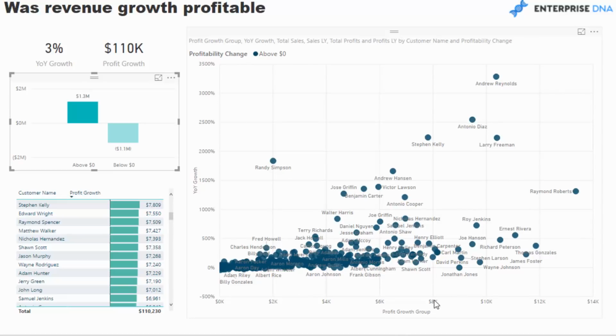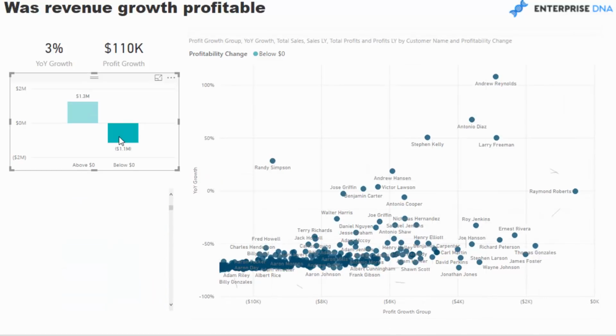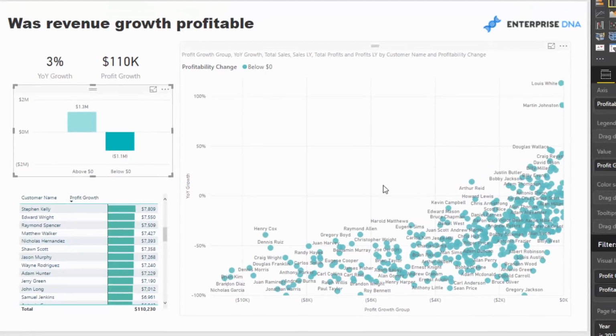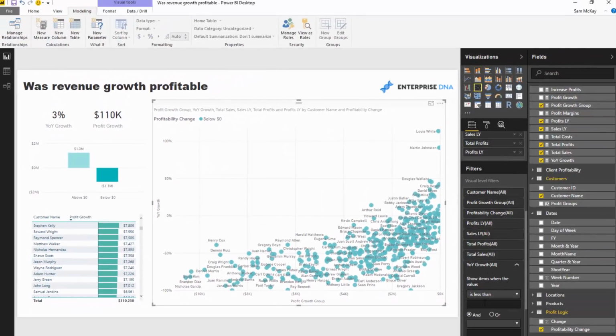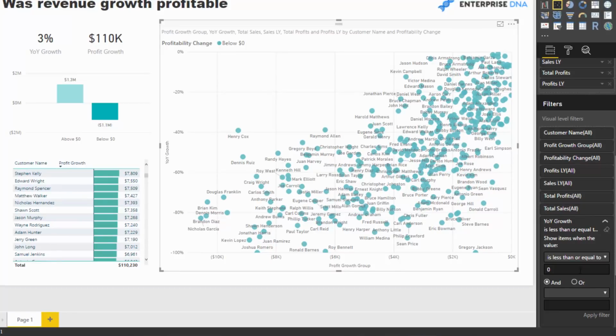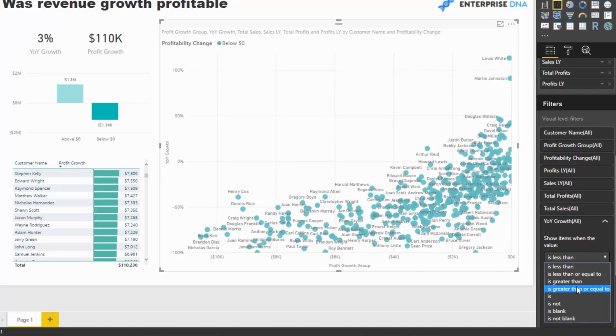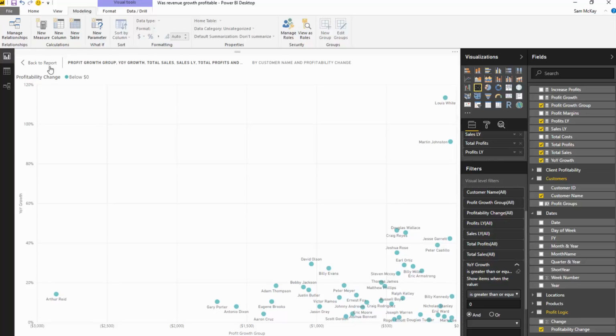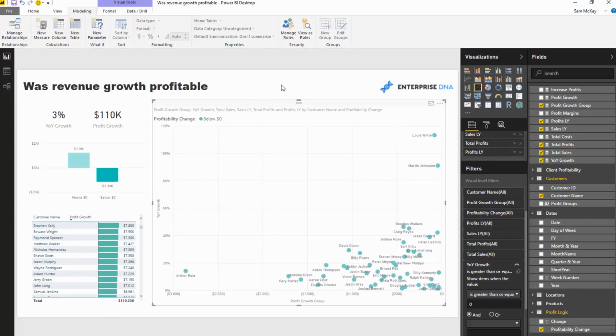So you'll see that really quickly you can say, okay, well, profit growth here, year-on-year growth here, and this is how we can evaluate, as I showed you earlier. So I can go, okay, let's have a look at below zero. And then within this chart, is the year-on-year growth greater than or equal to zero? Yes, so it's going to be greater than or equal to zero. And here we go. These are the customers that are dragging down our profitability, even though their revenue is growing. And that's the insight. We've finally found the insight, right?